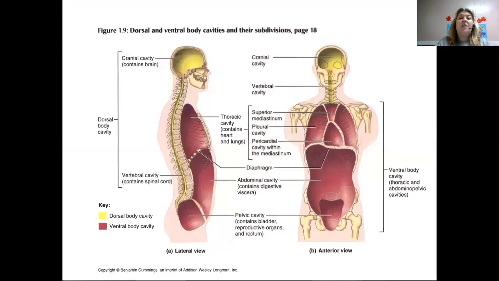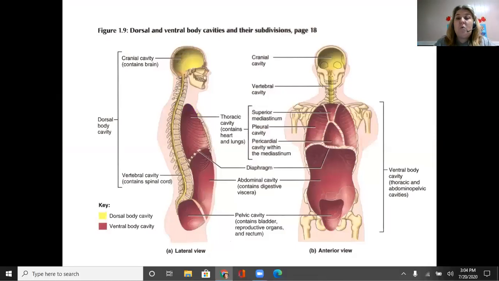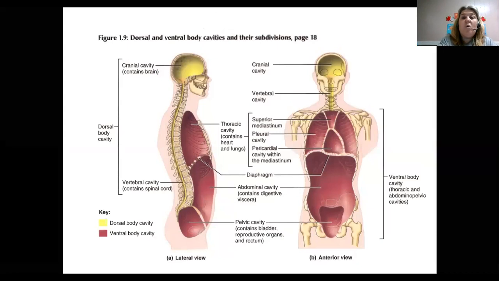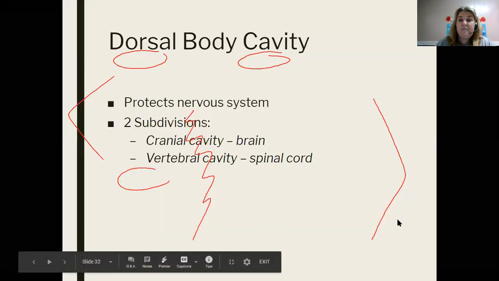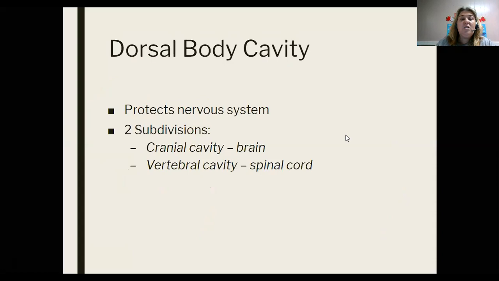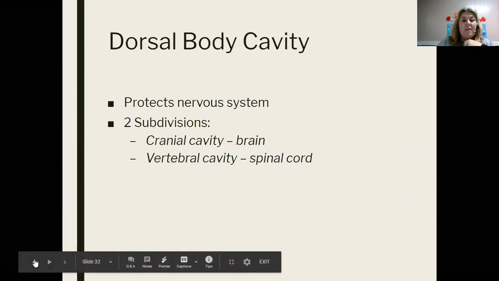So here's a picture of our different cavities. The dorsal cavities are the gold color. So you'll see right here and right here, all of those make up the dorsal cavity. And then this maroon color, these make up the ventral body cavities. So you can see that within the dorsal and within the ventral, there's a whole lot of other cavities that are happening. So hold on, let me get rid of that. Sorry about that. So let's look at what makes up the ventral and the dorsal.